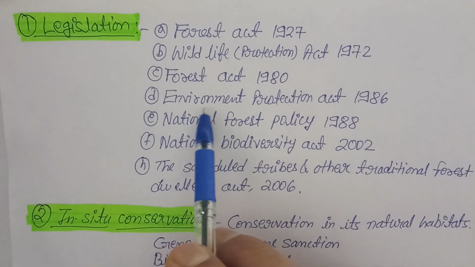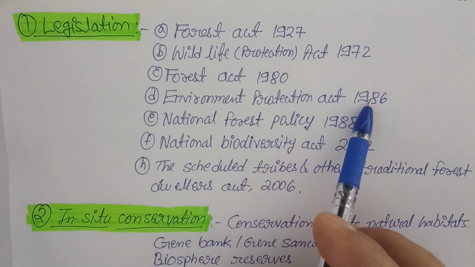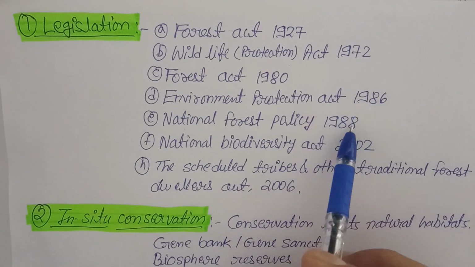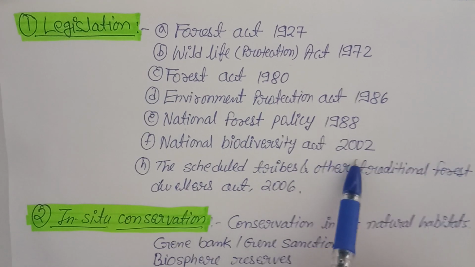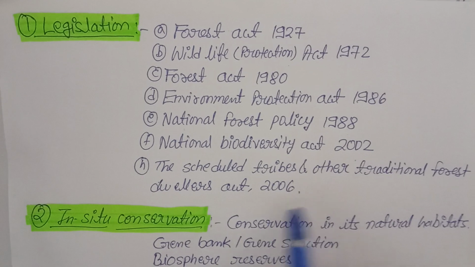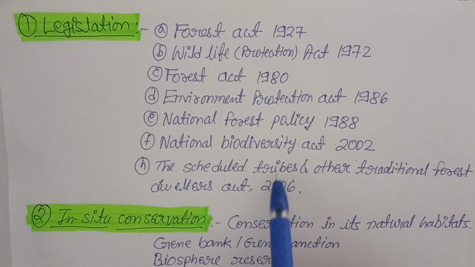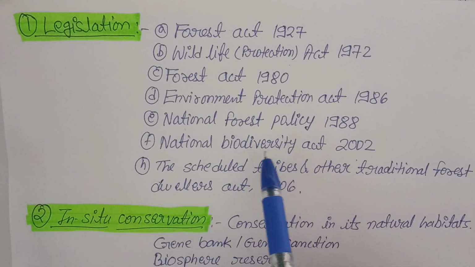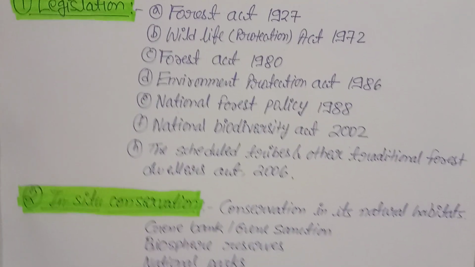Then the fourth one, Environment Protection Act 1986. Further, 80 to 86 it has increased. National Forest Policy 1988, 86 to 88, right? National Biodiversity Act 2002. Okay, then the Scheduled Tribes and Other Traditional Forest Dwellers Act 2006. So this many acts have been framed to conserve the forest, medicinal plants and other plants. Okay, so that you can mention in the legislation point.